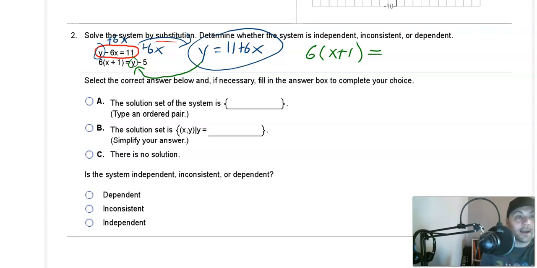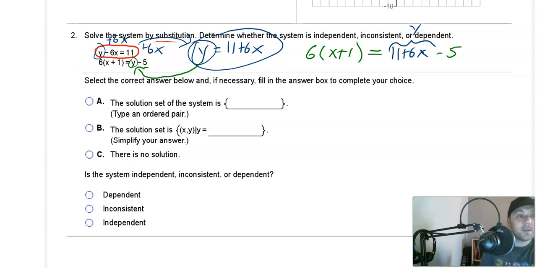Equals, in place of y, I'm going to have 11 plus 6x. So I'm finding out y here is equal to 11 plus 6x. I'm going to substitute that in for y here. So 11 plus 6x in place of y. But then don't forget you still have the minus 5 in this equation. So now I'm going to put the minus 5 here. So here's where the y was located. I replace the y with 11 plus 6x.